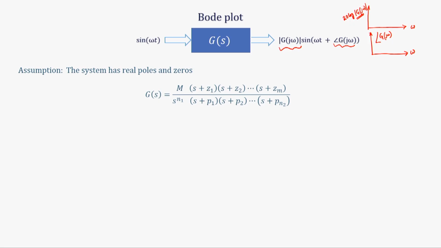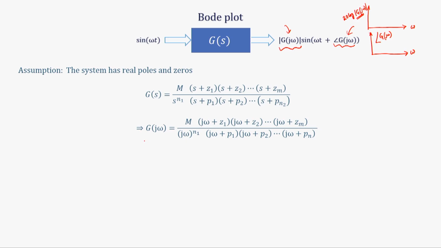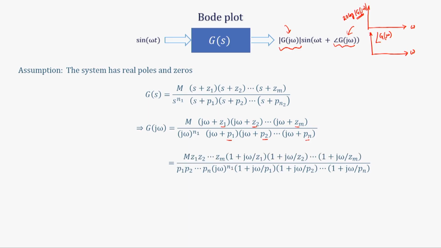Now, suppose I want to draw the Bode plot for this. I will have to check what is G j omega, because at the end of the day Bode plot is defined by the magnitude of G j omega and the phase of G j omega. So, here is G j omega, the transfer function, with j omega in place of s. Now, what we can do is take the constants z1, z2, zm and p1, p2, pn out in this form, and we get this nice looking form here. We write it in this form because it will help us in drawing the Bode plot.